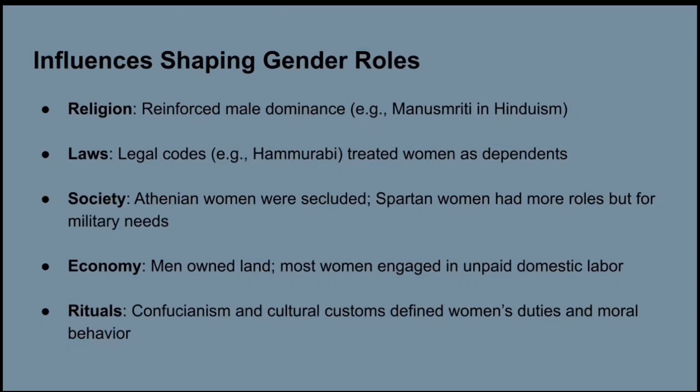Religion was one of the strongest forces behind this. In ancient Hindu society, texts like the Manusmriti stated that a woman must always be under the authority of a man: her father, her husband, or her son. Confucian teaching in ancient China promoted a similar model of obedience and silence. Women were prized for being modest, chaste, and loyal, and punished if they violated these expectations. Rituals, dress codes, and family customs defined proper feminine behavior.